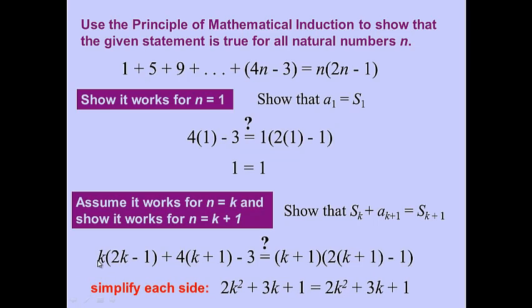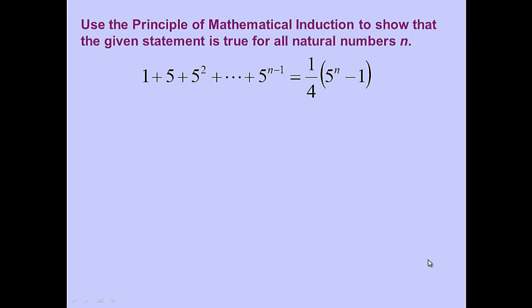So simplifying this gives me 2k squared minus k plus 4k plus 4 minus 3. So that simplifies to 2k squared plus 3k plus 1. If I multiply this out, this is 2k plus 2 minus 1, or 2k plus 1 times k plus 1. If I multiply that out, I get 2k squared plus 3k plus 1. You can do the algebra and demonstrate to yourself that that works.